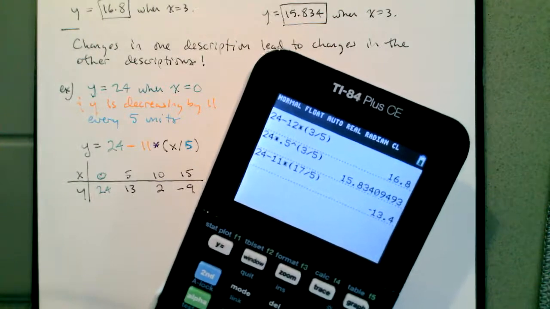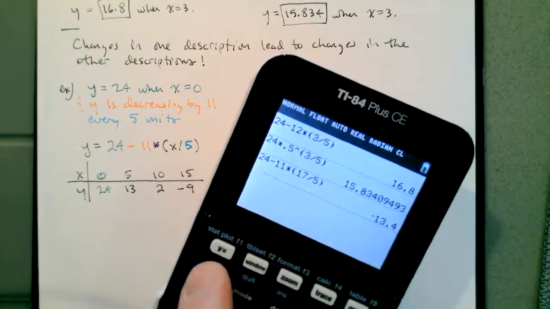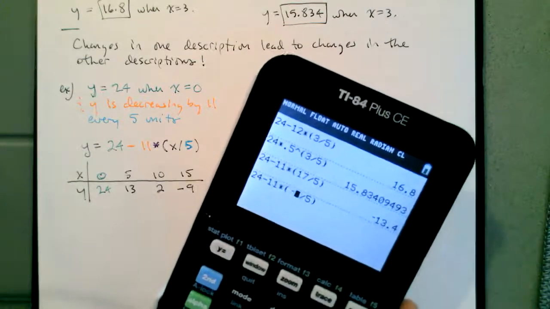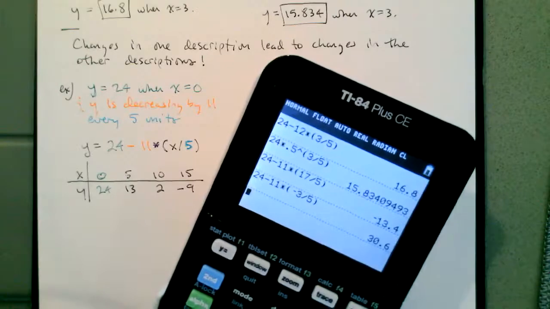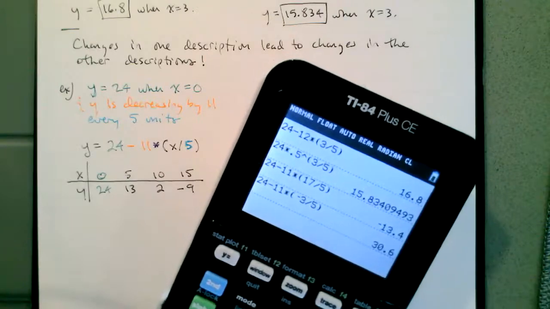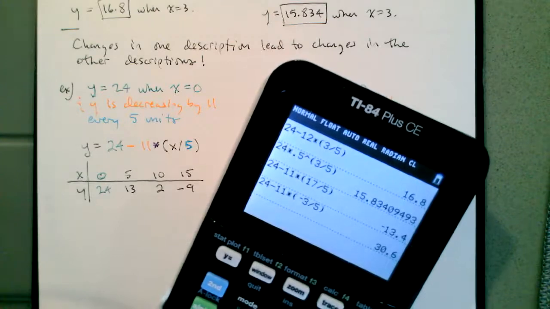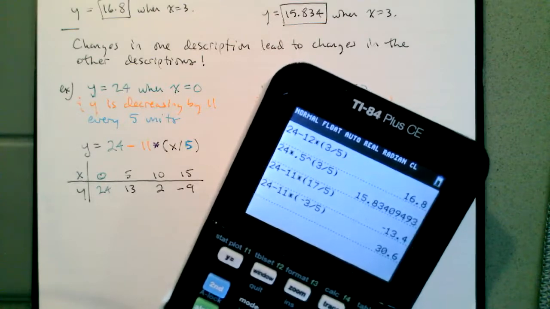Or we want to go backwards. What's going on at negative 3? So instead of 17, we'll just put in negative 3. And at 30.6, then we'll decrease by 11, 3/5 of a time, and we'll be at 24.